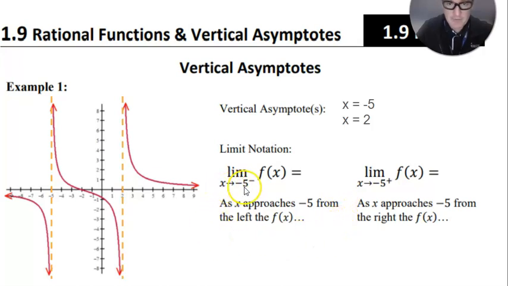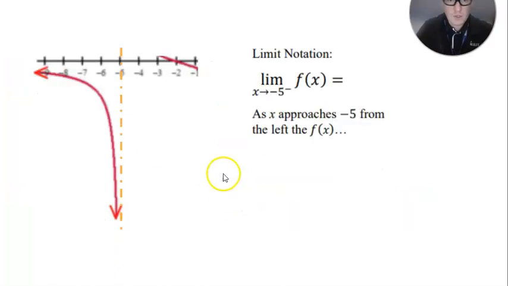X approaching -5 with the minus sign means approach the asymptote from the left. And x approaching -5 plus means approach the asymptote from the right. And to show this, I'm going to zoom in on each part. So what is my function doing as I approach -5 slightly to the left?